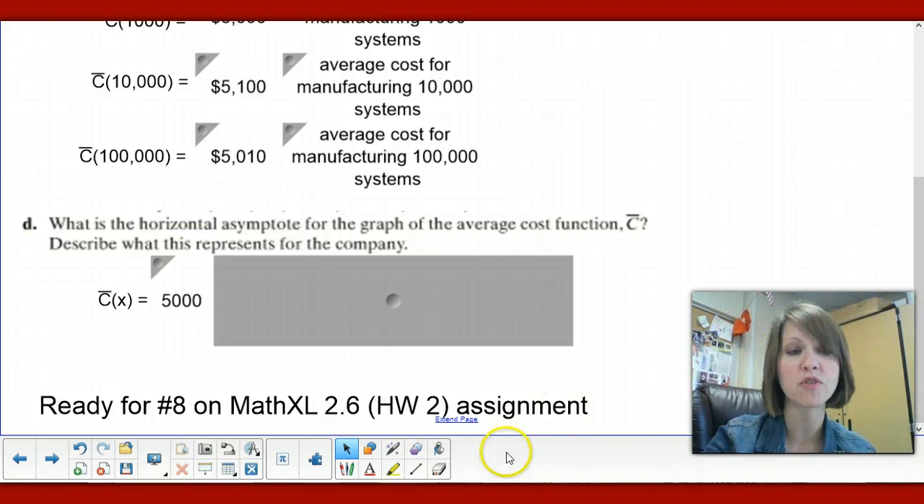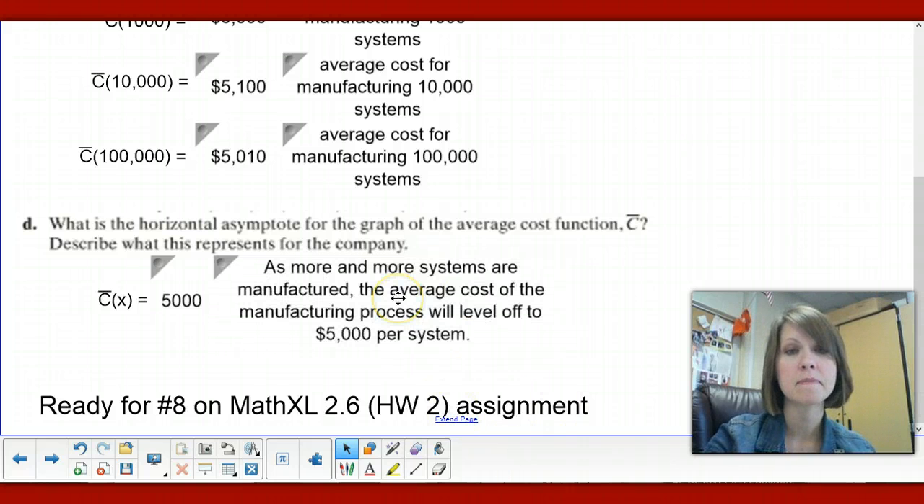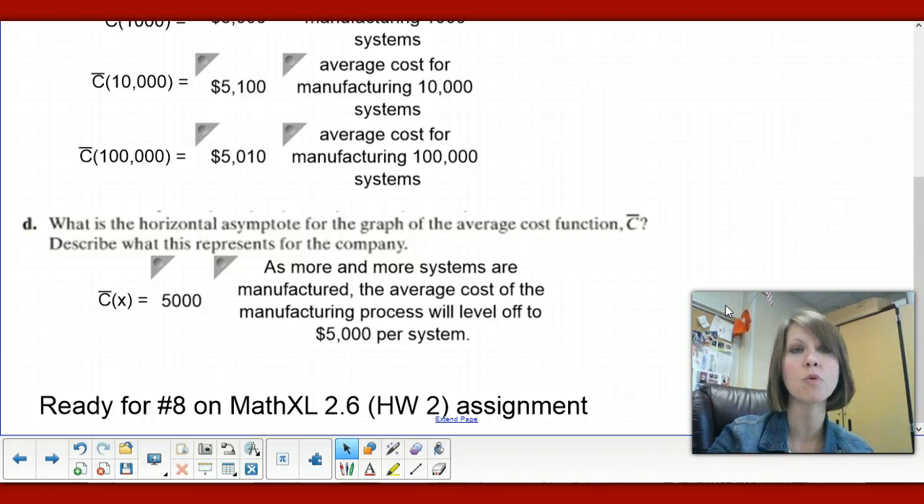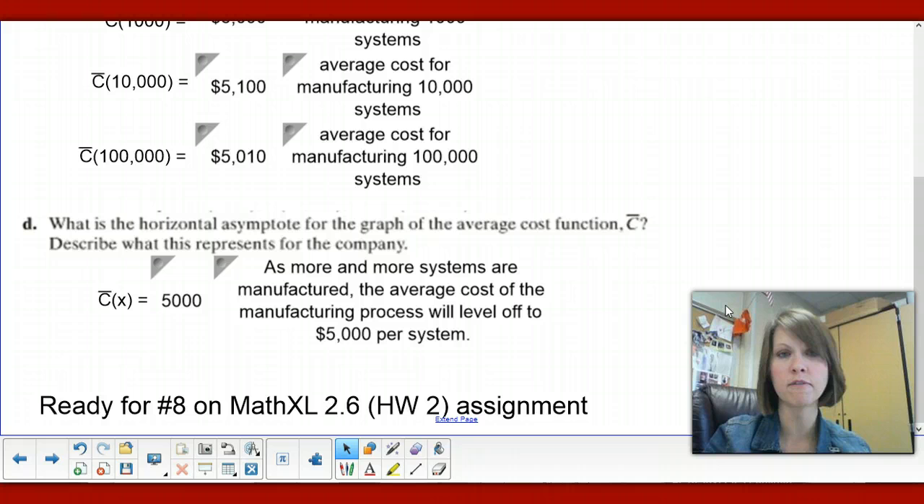What that represents for the company: as more and more systems are manufactured or produced, to use the word in the problem, the average cost of the manufacturing process will level off to $5,000 per system. I know it will never actually be that, but as we produce more and more and more, that $1 million of fixed cost is distributed to each system. And so it's starting to level off toward the $5,000 per system.